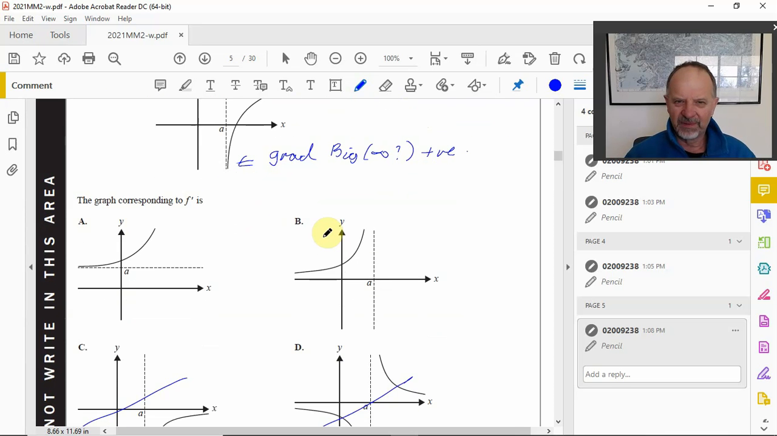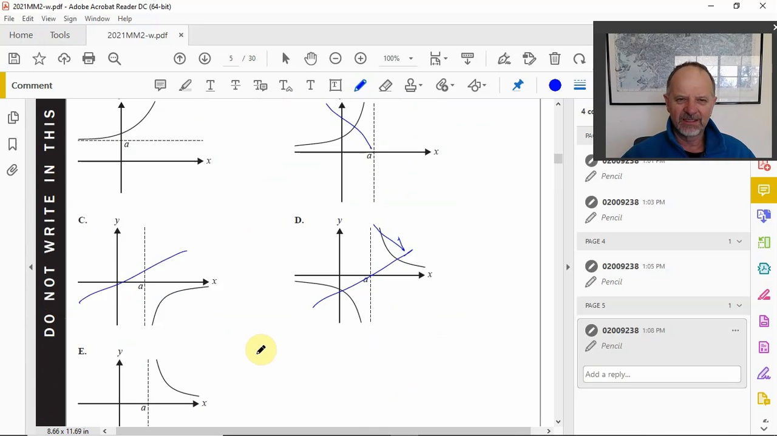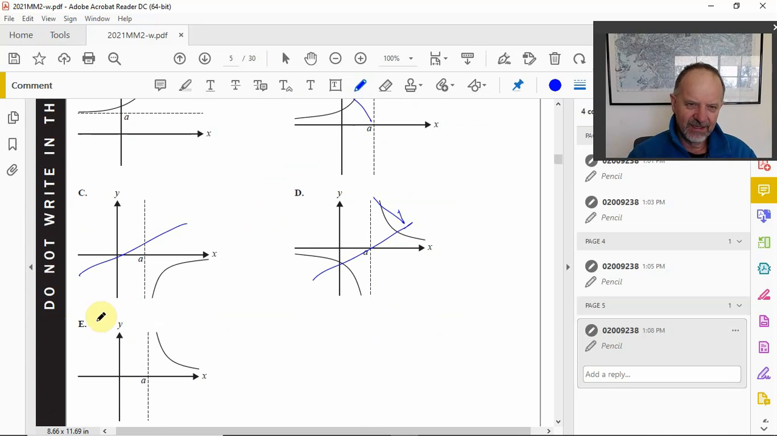So that cuts B out. Oops, B out because that's the left hand side of A. So which is the only one that's to the right hand side of A? E. So E is our answer because close to A it's a big number. Further away from A, as x is getting bigger, it's getting smaller towards 0.